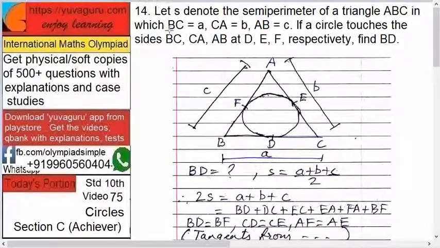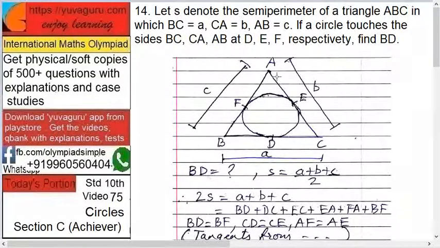Let's start. Let S denote the semi-perimeter of triangle ABC, in which BC equals a, CA equals b, and AB equals c. If a circle touches the sides BC, CA, and AB at D, E, and F respectively, find BD.